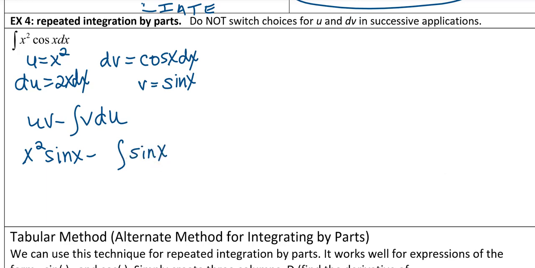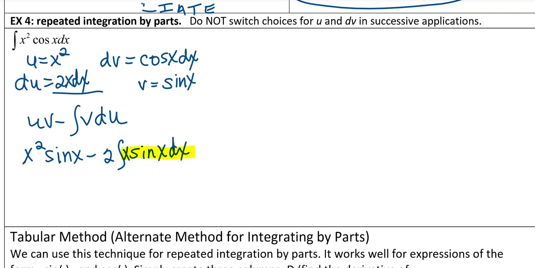My du is 2x dx. So I have the 2 there, and I have to put the x in there. So what I've done is I've created another integration by parts. This is what I'm saying. In the first one, our u was our algebraic expression. So keep it your algebraic expression.